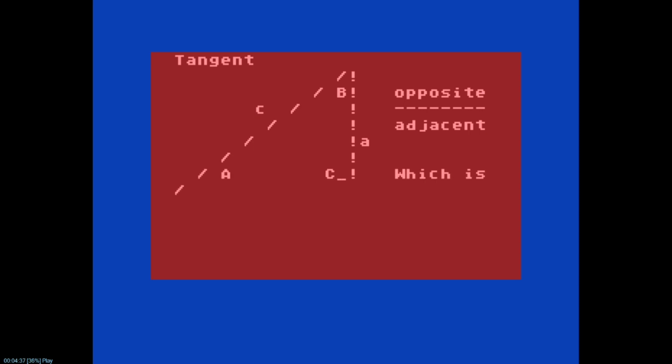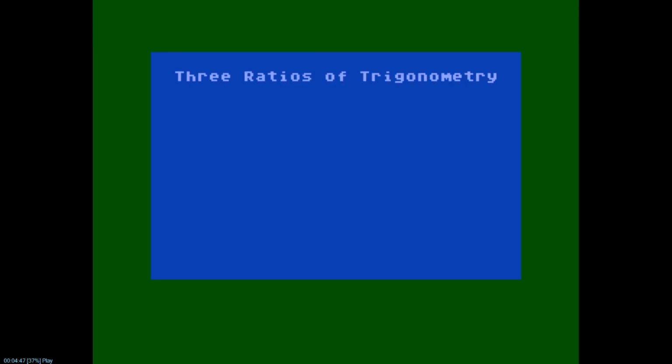A third important ratio is the tangent. This is the ratio of the length of the leg opposite the angle referred to, divided by the leg adjacent to the angle. Which of these ratios is a tangent? Now we have the 3 important ratios which are the heart of trigonometry: sine, cosine, and tangent.